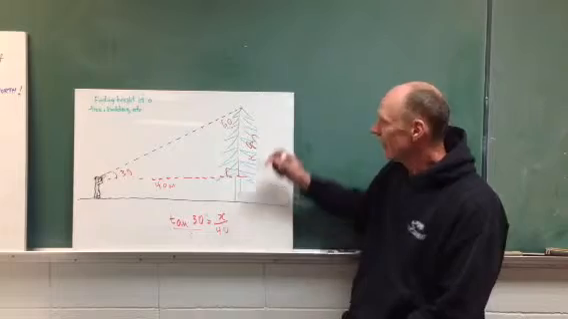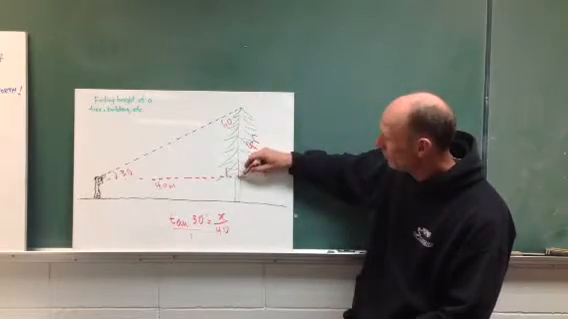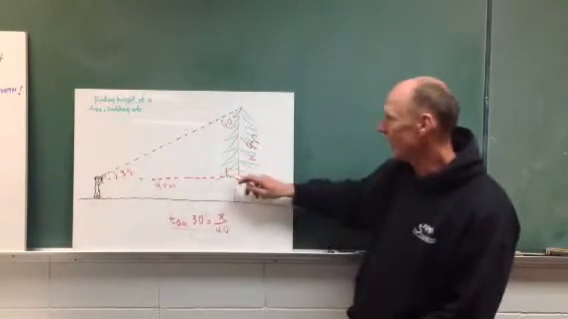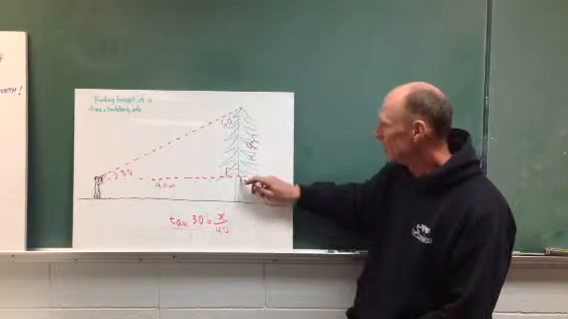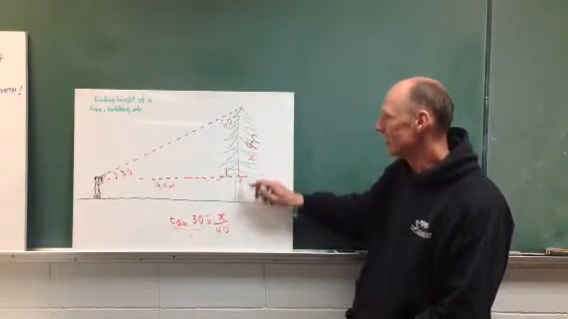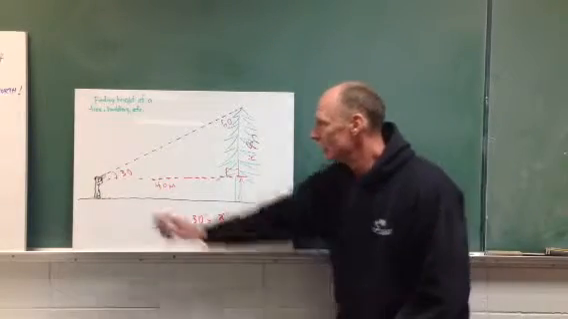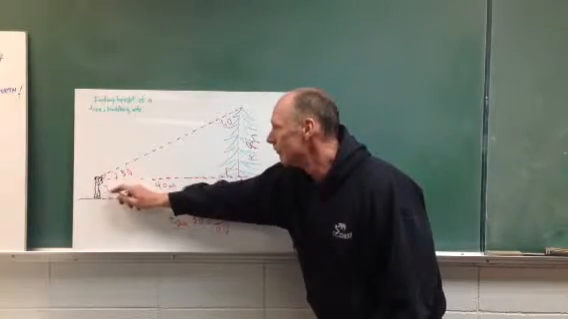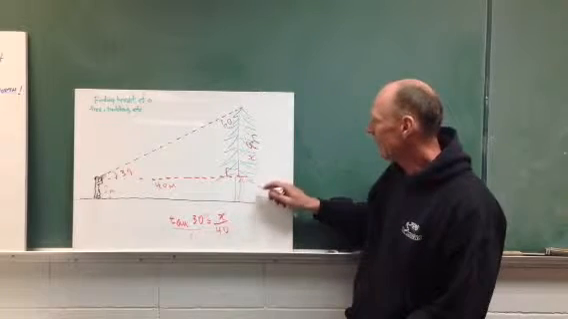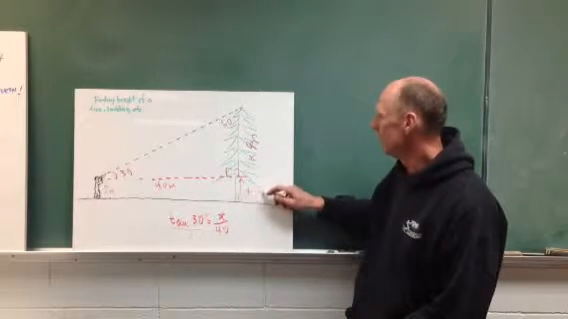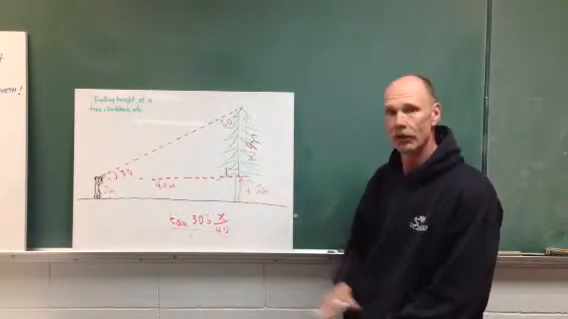Now don't forget, that would only be the height of the tree from this point, even with the person's eye level, to the top. We still have to add this part of the tree, which would be the same as the height of the person to the eyeball. So if this person is 2 meters to the eyeball, we would have to add 2 meters to the height of the tree to get the overall height of the tree.